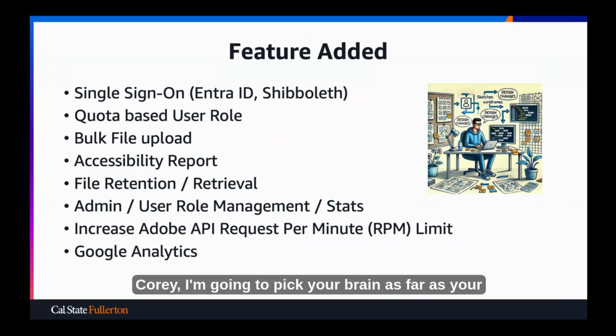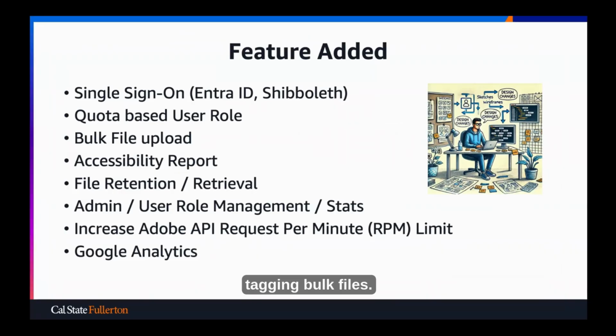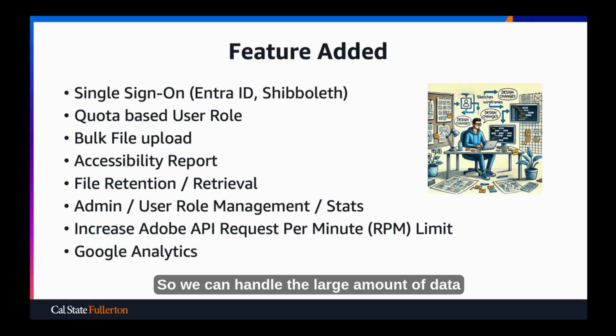I'll have to reach out to Corey. Corey, I'm going to pick your brain as far as your tagging on bulk files. We made some file retention using the S3 bucket sessions, and made an admin role, giving out administrator privileges and user management to each of the individual campuses. We did talk to Adobe to increase our API request per minute count, so we can handle the large amount of data sets. And then, of course, the Google Analytics.